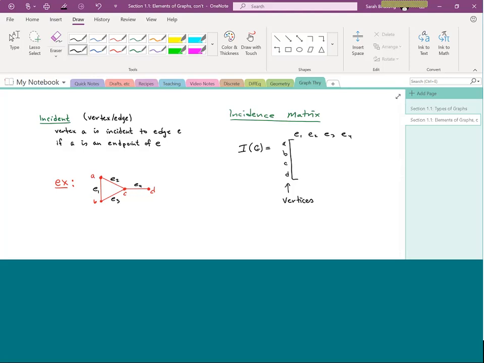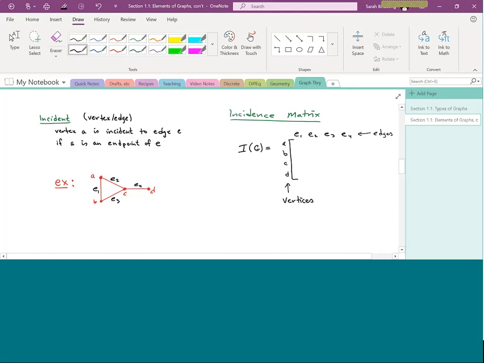All right, so with the vertices along the rows and edges along the columns, for this one we're going to put either a 1 or a 0. We're going to put a 1 if the vertex and the edge are incident. In other words, the vertex is one of the endpoints of the edge. We're going to put a 0 if that's not true.